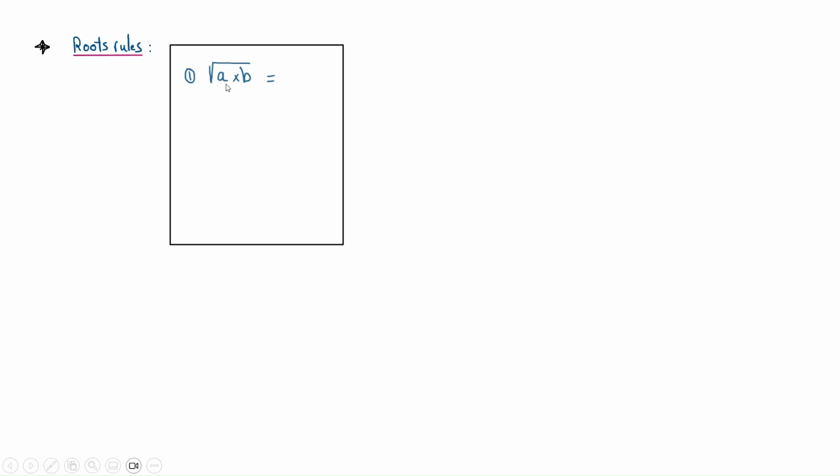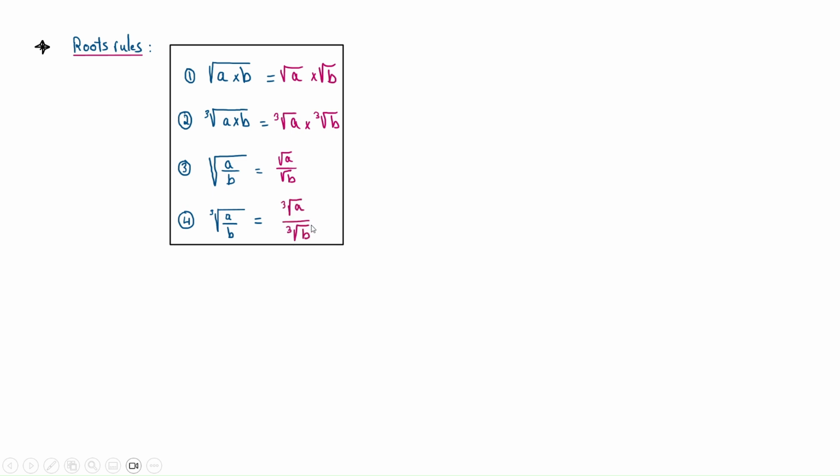Now let's move on to roots rules. First rule, we have the square root of a times b. We can do it like the square root of a times the square root of b, so we separate them. Also, we can move backward by joining them under the same square root. A cube root of a times b means the cube root of a times the cube root of b. The square root of a over b is the square root of a over the square root of b. Also, we can move backward. Last one here, the cube root of a over b, we can separate them by writing the cube root of a over the cube root of b.